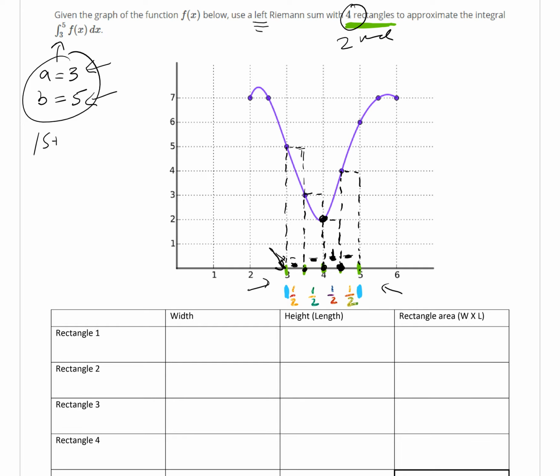Okay? Now what the Riemann sum is going to turn out to be is the sum of the areas of those 4 rectangles. So to get those areas, what I want to mark here are the heights of these rectangles based on the y values. So the height here will be 5. The height of this rectangle will be 3. The height of this rectangle will be 2. And the height of this rectangle would be 4. And it's based on the y values of the points that we're using. We're using those points because it's a left-hand sum.